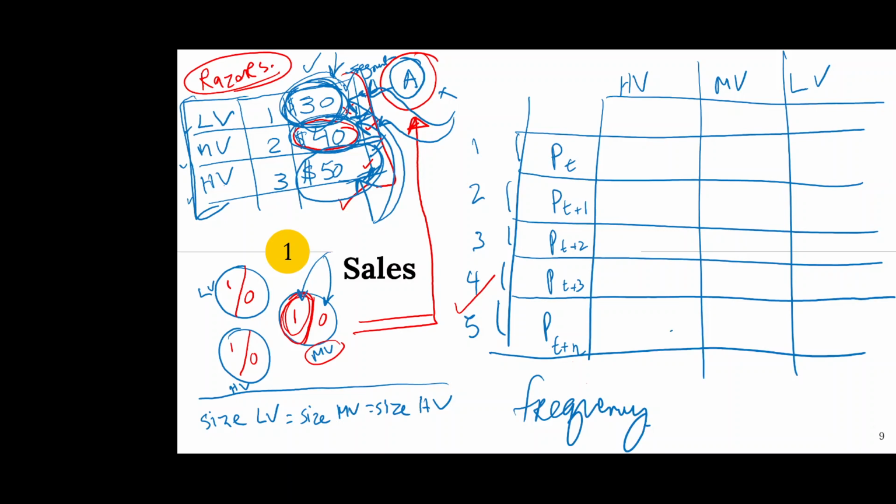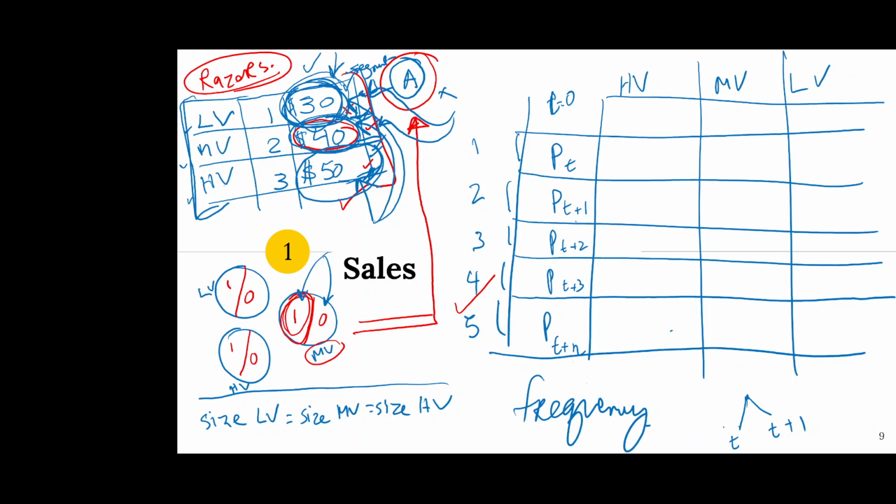Why? Because they maybe bought the razor here at period t equals 0. So if I bought the razor at period t equals 0, I might buy it after 1 year at period t, or I might buy it at t plus 1. So I have 2 different scenarios. At time t or at time t plus 1, I might buy a razor. So I have two options here.